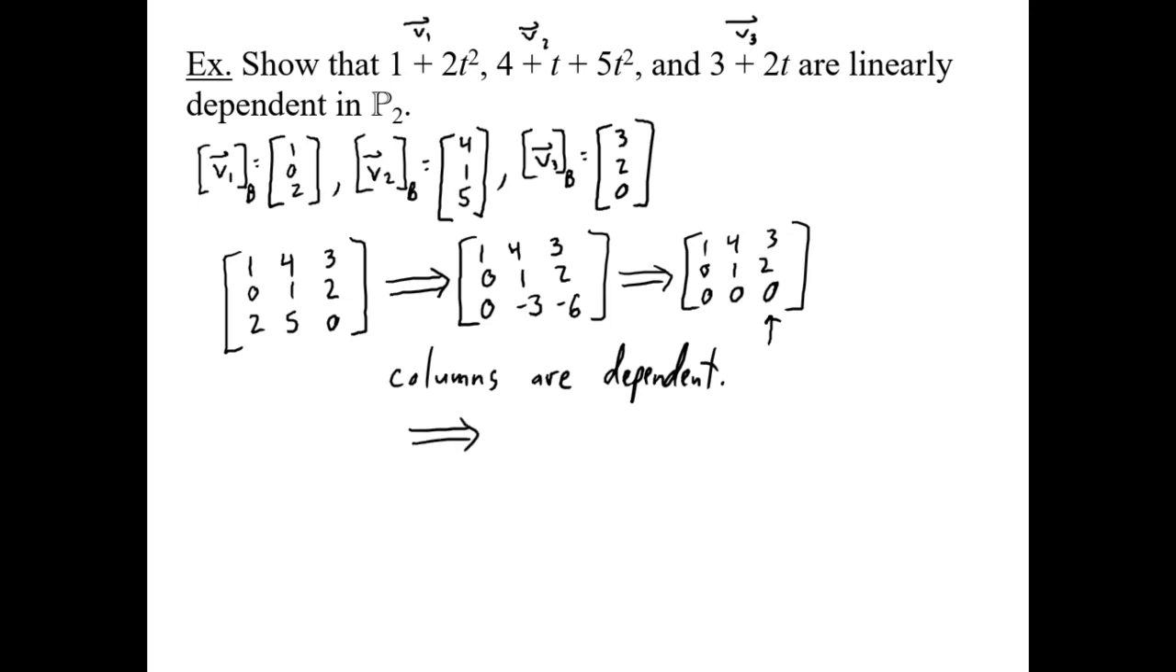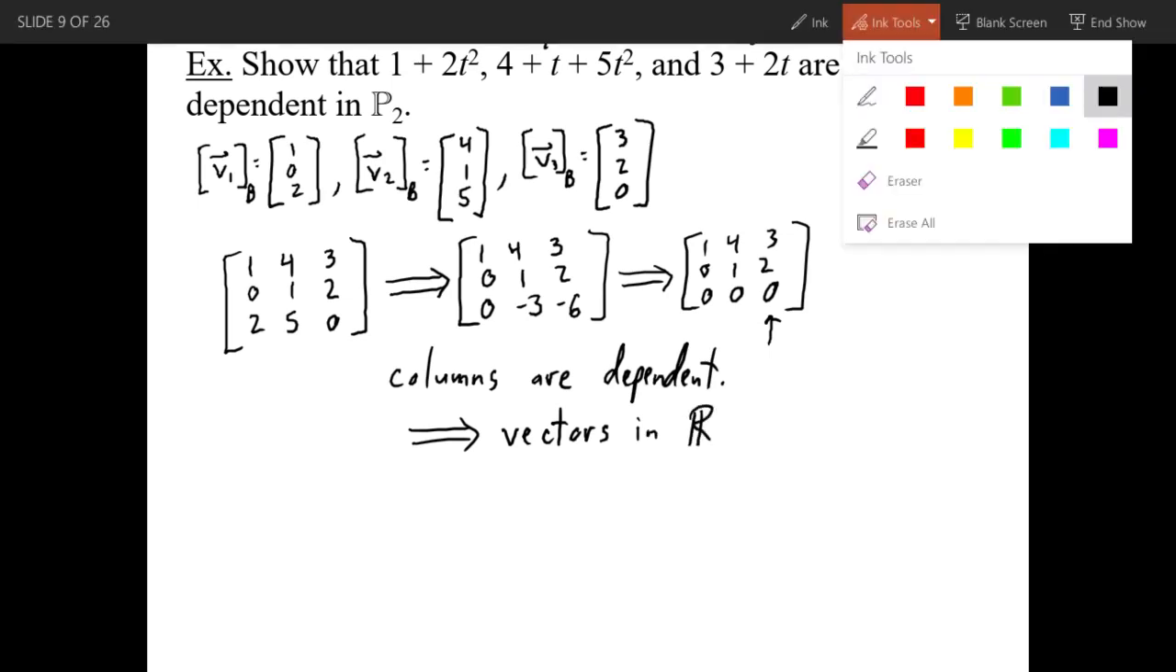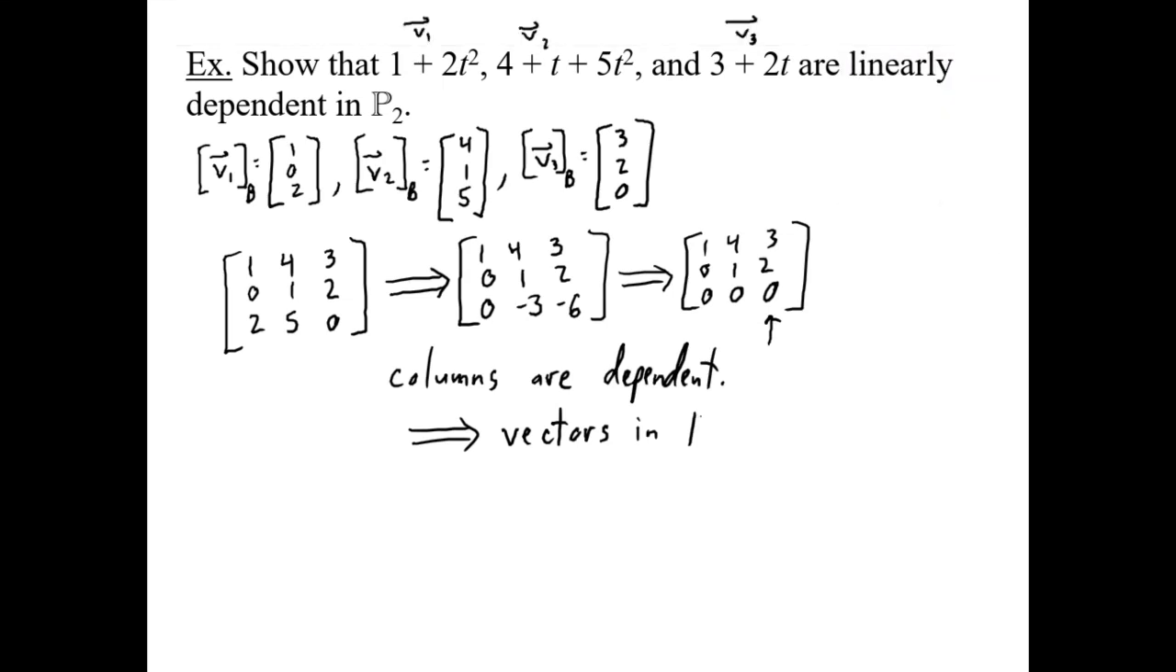And that tells me that the vectors in R3, oops, that's an R, that's not a P. The vectors in P2 are also dependent. Okay, so rather than working with those vectors in P2, we can change them over into the corresponding vectors in R3, those coordinate vectors.